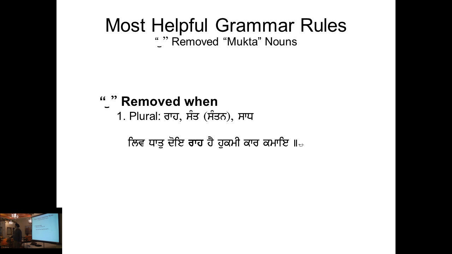If you pick up a book, you will find 50-60 pages on nouns. Now you know where you can end up. Now I will tell you five rules. If you memorize those and start recognizing them when you are reading Gurbani, you will understand Gurbani. First rule: whenever there is no ankar with a noun, and it's a masculine noun word, what's going to happen is, it's going to be plural.